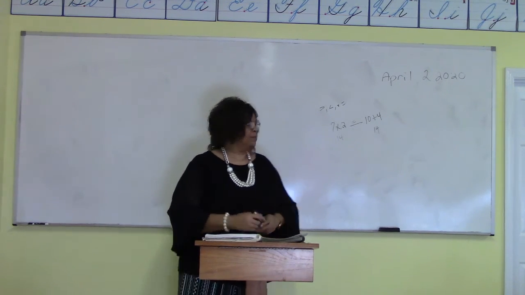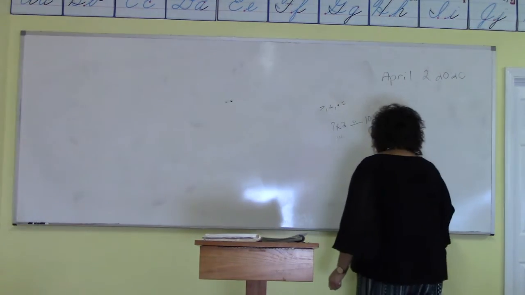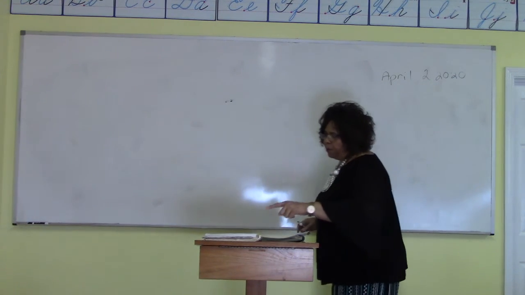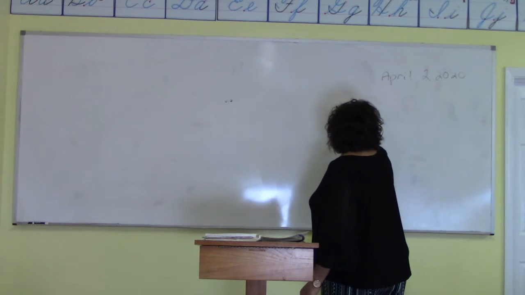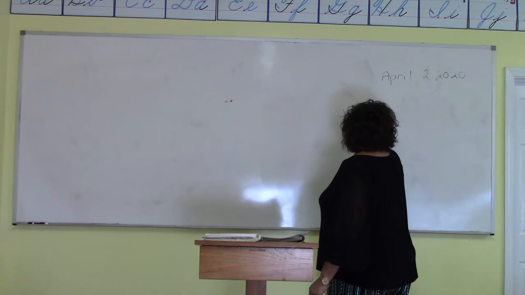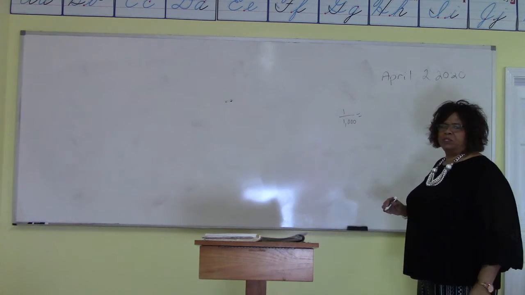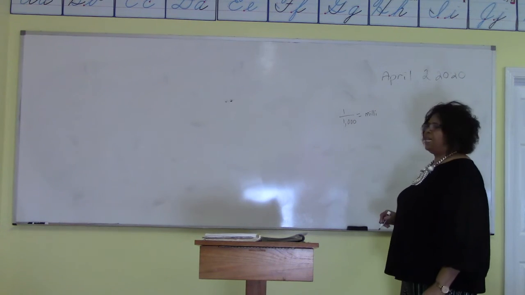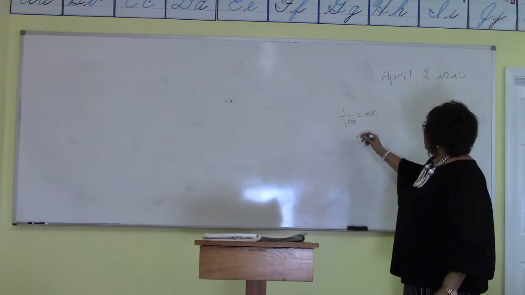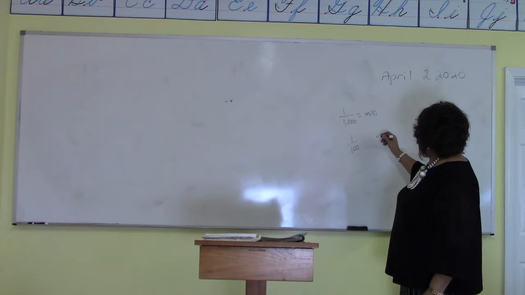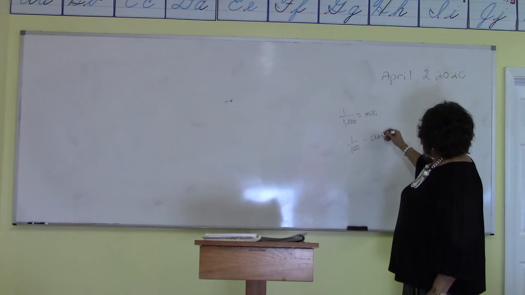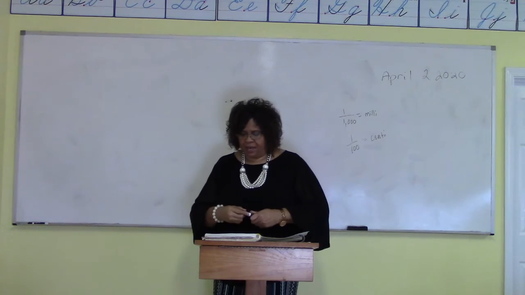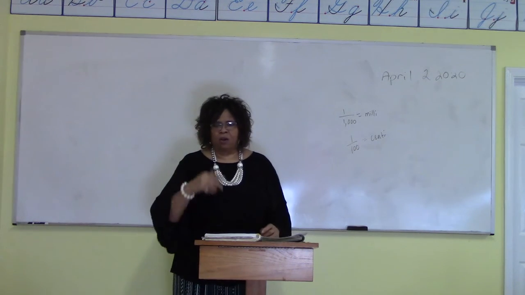So if you see, I'll erase this because I don't want to confuse anyone. If you see a problem like 1 over 1,000, now 1,000 in metric is milli. Remember the prefix, milli. So you automatically know that's milli. And if you see 1 over 100, you know it is centi, because century is 100 years. Deca is 10, okay? So that's how you remember that.